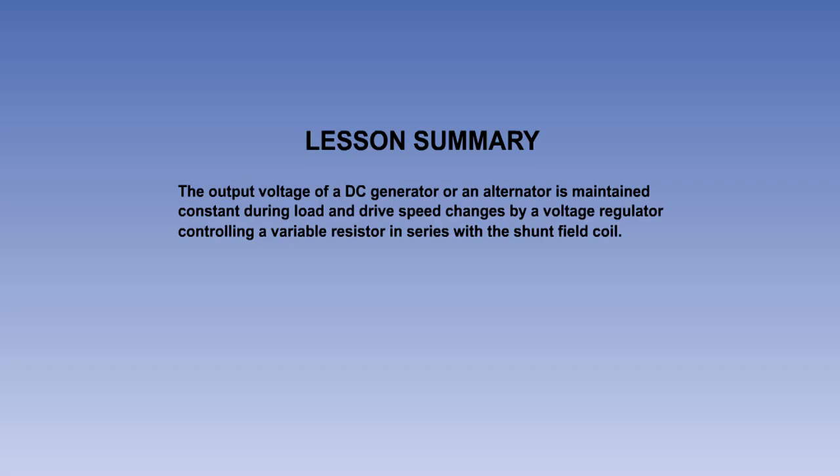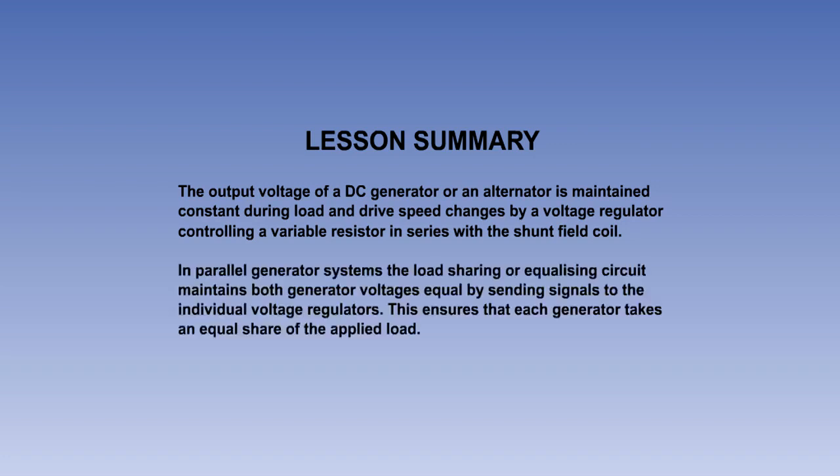That is the end of the lesson. You now know that the output voltage of a DC generator or an alternator is maintained constant during load and drive speed changes by a voltage regulator, controlling a variable resistor in series with the shunt field coil. You also know that in parallel generator systems, the load sharing or equalizing circuit keeps both generator voltages equal by sending signals to the individual voltage regulators. This ensures that each generator takes an equal share of the applied load.